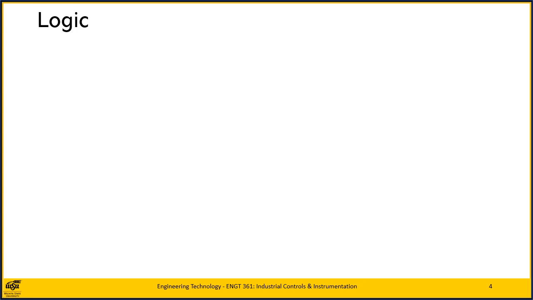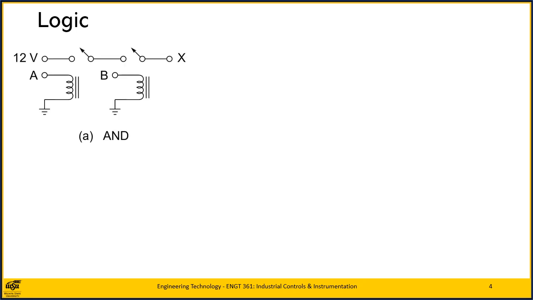Electrical designers soon recognized that relays could be used to implement control logic, and AND, OR, and NOT gates, as well as flip-flops, can be wired from relays. For the AND relay, A and B must be energized for a voltage to be at X.